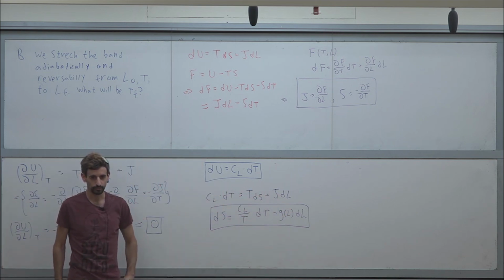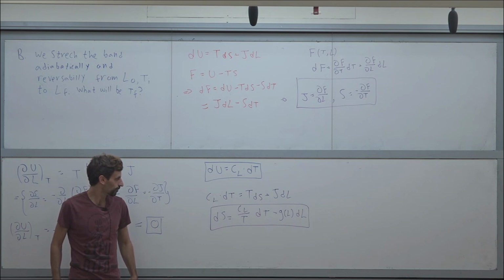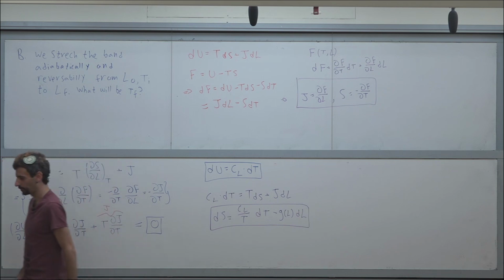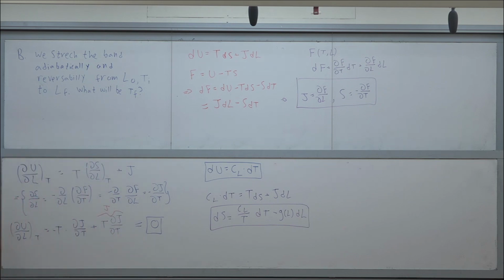Yeah, you are missing the T in the second side of the equation. J equals T G L.